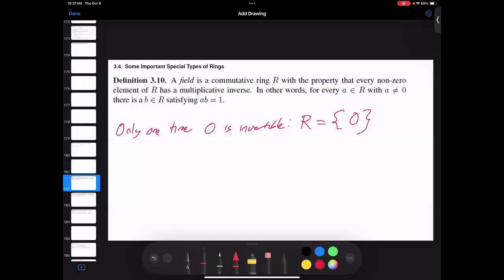What times 0 would be the multiplicative identity? 0. The multiplicative identity leaves everything alone. If your only element is 0, if you multiply it by 0, do you leave it alone? Yes. This is a ring. This is a stupid ring. But it is a ring.